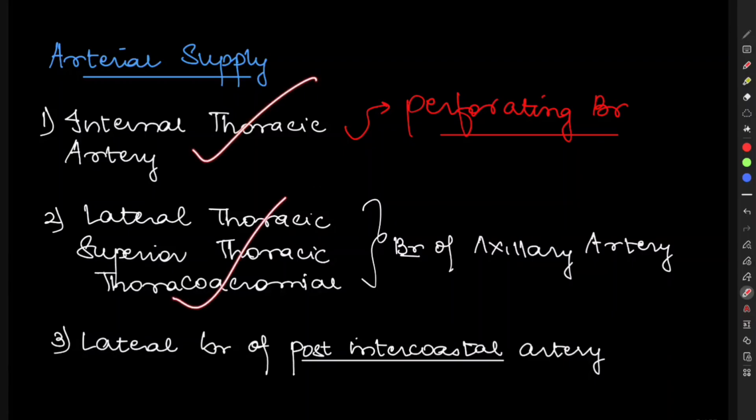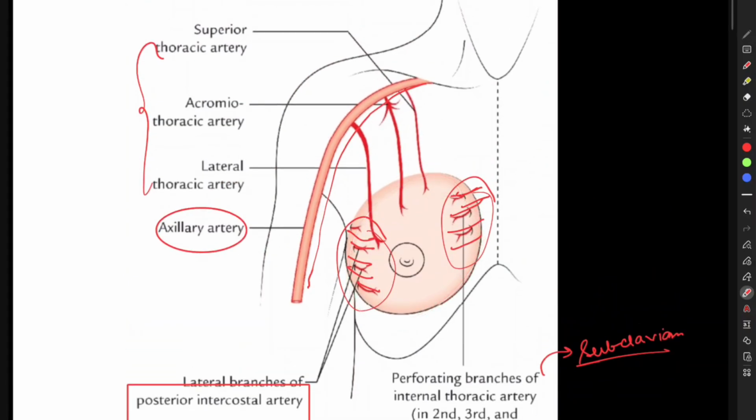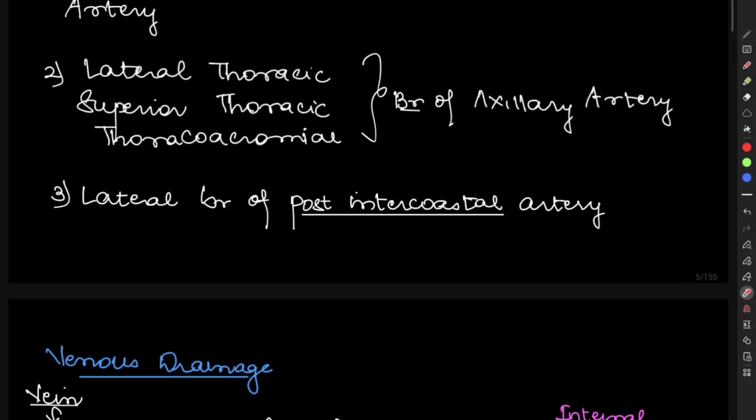Internal thoracic artery, lateral thoracic, superior thoracic and the lateral branch of the posterior intercostal artery. Once again, quick revision. The breast is supplied by the branches of the axillary artery, which are the superior thoracic artery, thoracoacromial trunk, and the lateral thoracic artery. Then by the perforating branches of the internal thoracic artery and the lateral branches of the posterior intercostal artery.